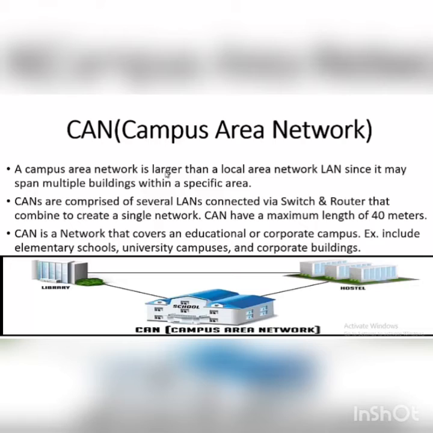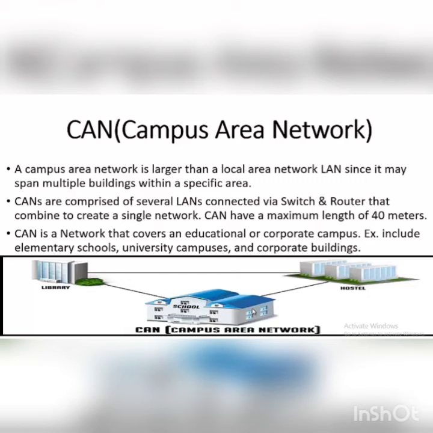CANs are comprised of several LANs connected via switches and routers that combine to create a single network. Different LANs, switches and routers are used to make a CAN. CAN have a maximum length of 40 meters. CAN is a network that covers mostly educational, corporate and institutional campuses. It includes elementary schools, universities, campuses and corporate buildings and businesses.